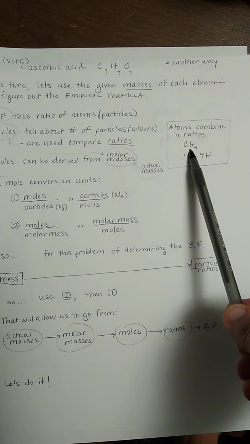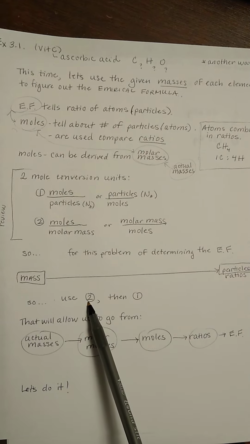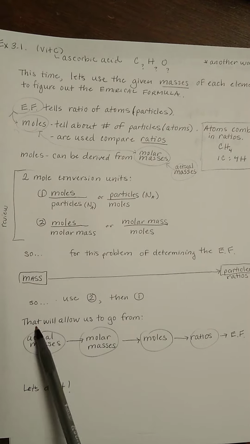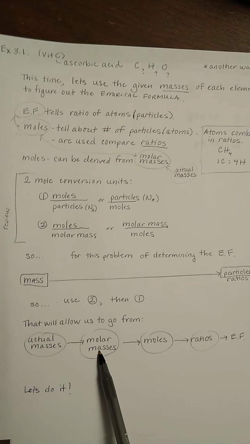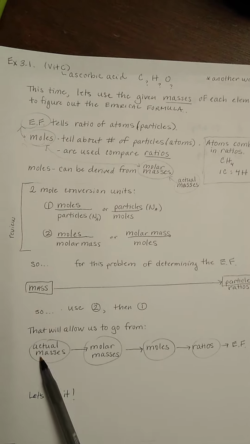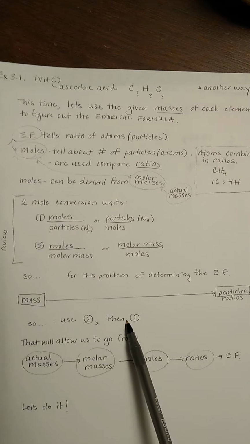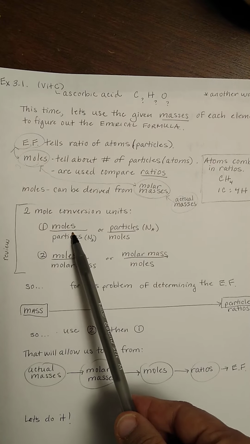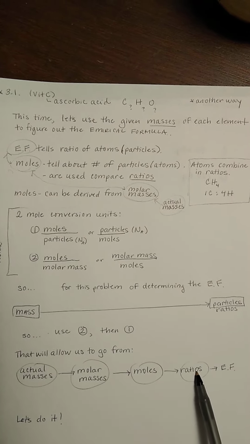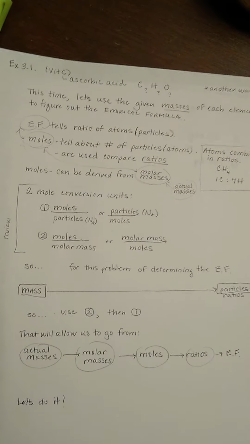That is an empirical formula. Then we're going to use conversion unit 2 first, which gets us from actual masses to molar masses and to moles. Gets us from molar masses to moles. We're given the actual masses. And then we'll use the first unit conversion to get from moles to ratio of particles. And that will give us the empirical formula. So let's do it.